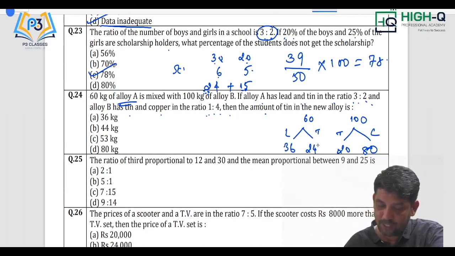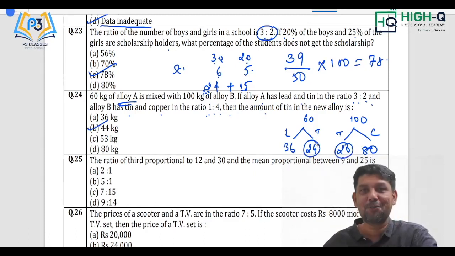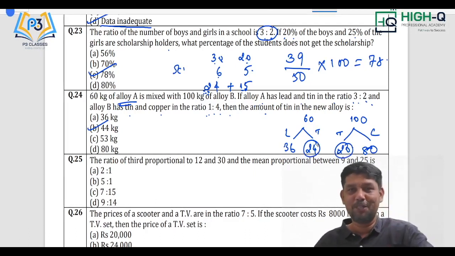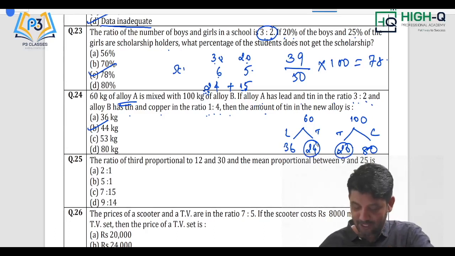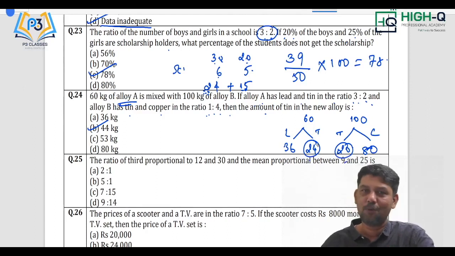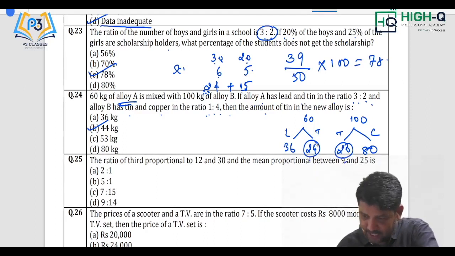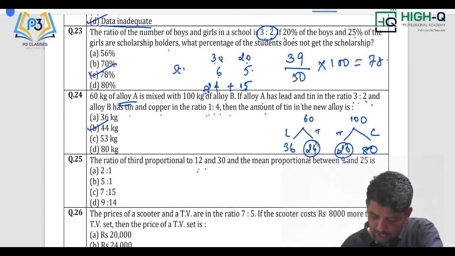Then the amount of tin in the new alloy. We need to find the amount of tin in the new alloy. Very simple, my dear. 20 plus 24 is what? 44. Answer is over, because we are going to mix both the alloys. In the first alloy, you got 24 kg of tin. In the second alloy, you got 20 kg of tin. Both have to be mixed. The total tin is 44 kg.